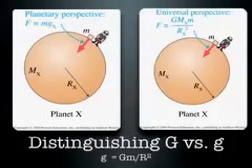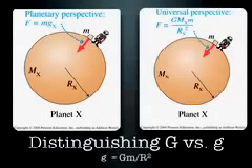Distinguishing between big G and lowercase g. Big G, the gravitational constant, versus lowercase g, gravitational acceleration. From a planetary perspective, lowercase g is the gravitational acceleration at the surface. That's what we've been using. 9.8 meters per second squared is the gravitational acceleration at the surface of the Earth. This is what we use in F equals mg.